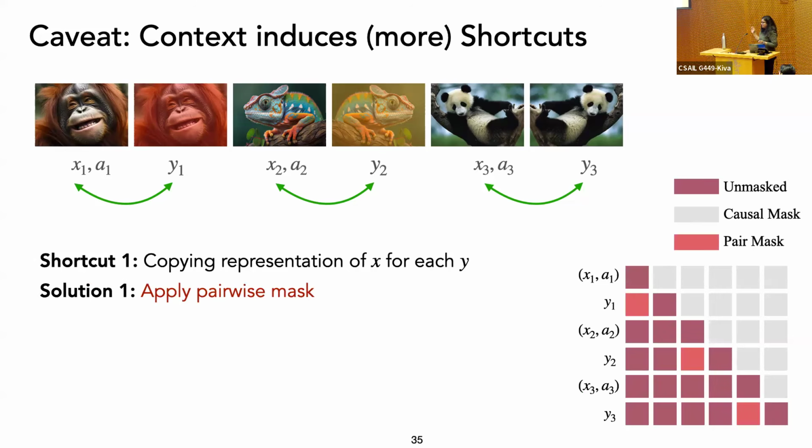So we use a very simple solution to actually deal with this. And what we do is, corresponding to each yi, we actually mask out the corresponding previous positive pair. So we mask out xi and ai, which is shown in this simple figure.